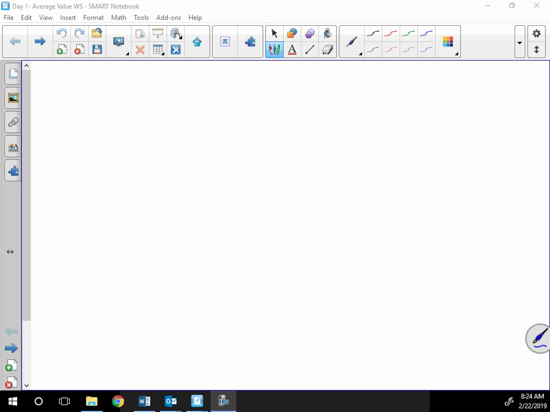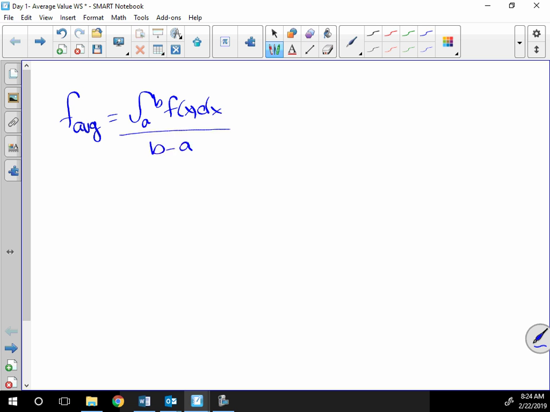You can see at the top of our notes that it says the average value of a function. Sometimes I write it like this, saying the average value of that function is equal to the integral from a to b of our function divided by b minus a. Or another way you'll see this written is 1 over b minus a times the integral from a to b of our function. So let's talk about where this comes from.